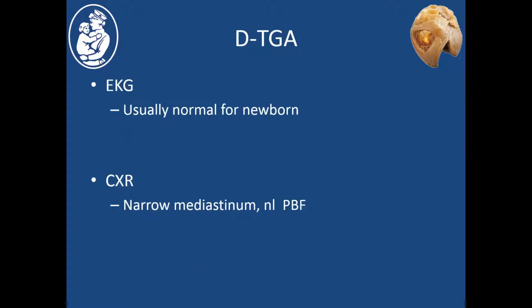The electrocardiogram is typically normal for a newborn because the right ventricle is the dominant ventricle here, the systemic ventricle, and that's what we usually see in the newborn electrocardiogram. The chest x-ray may show a narrow mediastinum because the great arteries often are more anterior-posterior located and less side by side, so the width of the mediastinal shadow is a little bit less. Pulmonary blood flow is usually normal in the newborn, but may increase relatively rapidly as pulmonary vascular resistance drops.